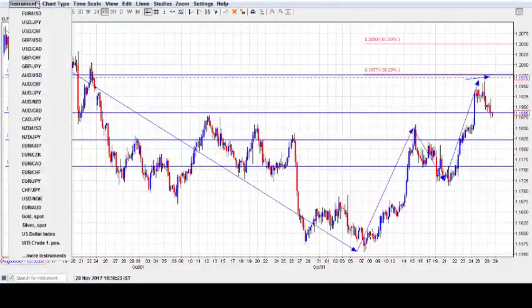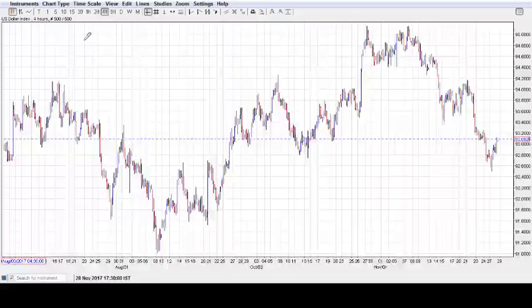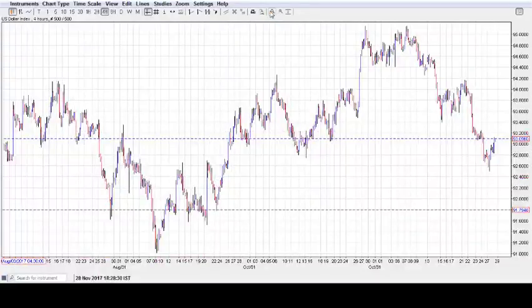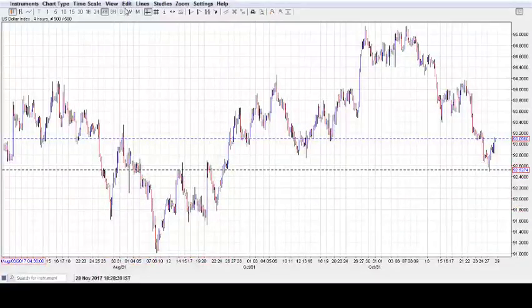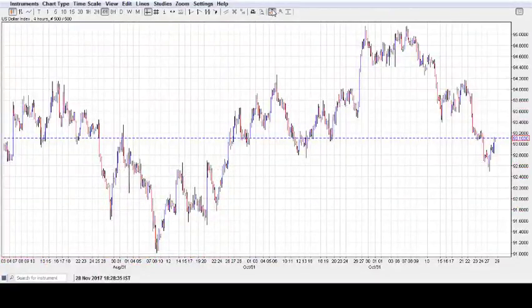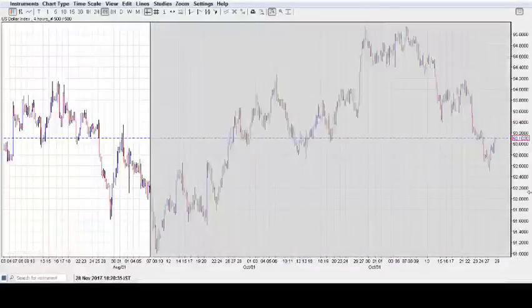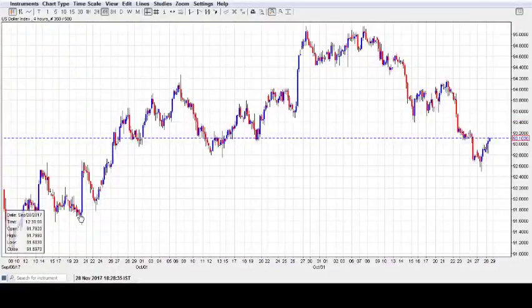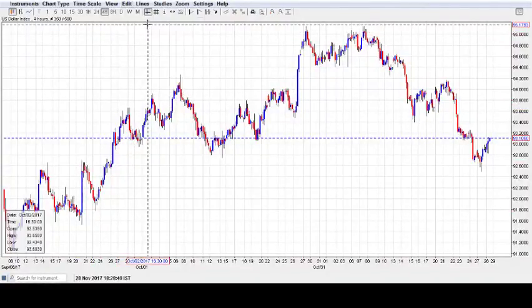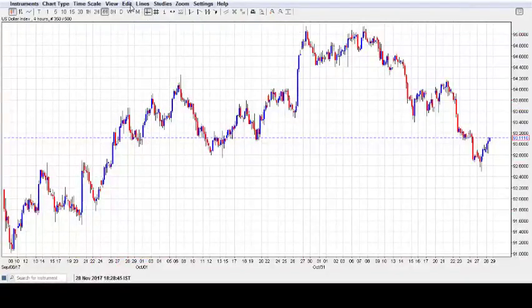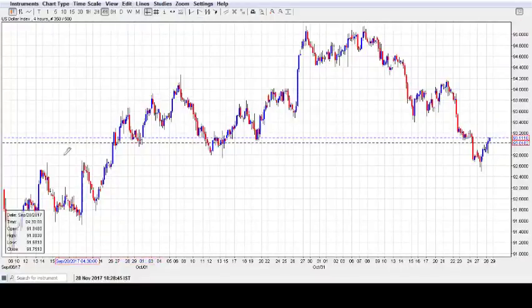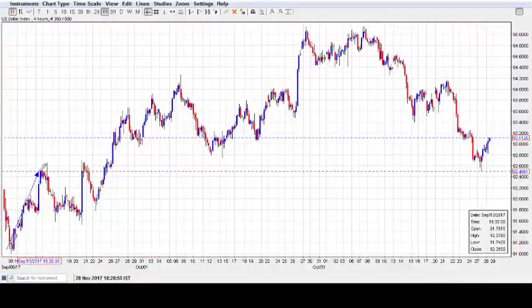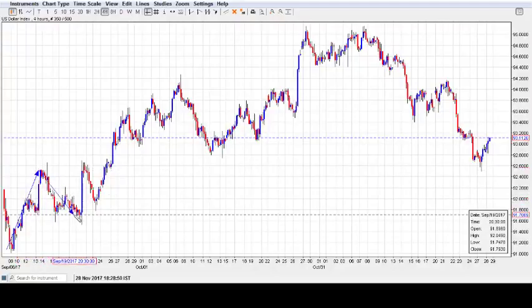All right, next, dollar index. This setup is one of the best. I said one of the best because first of all, it has neatly followed the rules of a standard basic pennant.